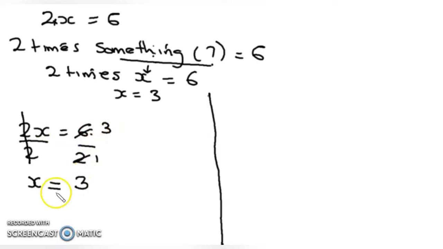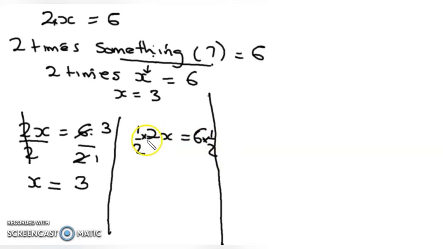Another way we could do this is to multiply both sides of the equation by half, which is actually the same thing as we did earlier. Half times 2 is 1, and also half times 6 is 3. Why? Because 2 will go into 6 3 times, so x is equal to 3.